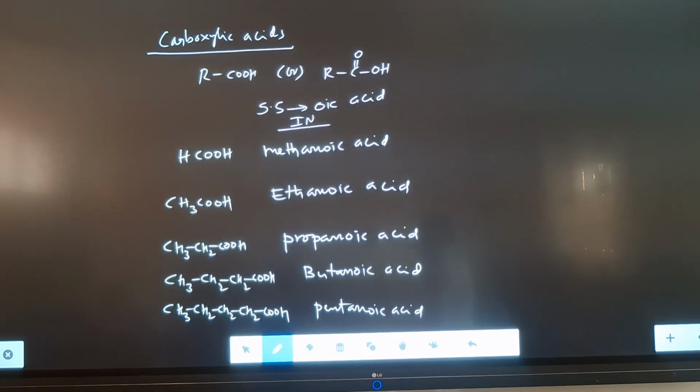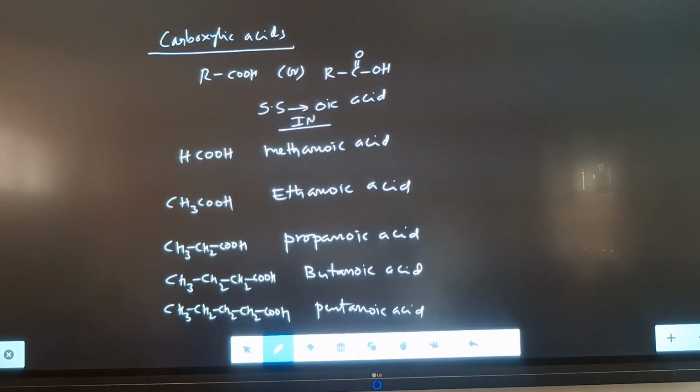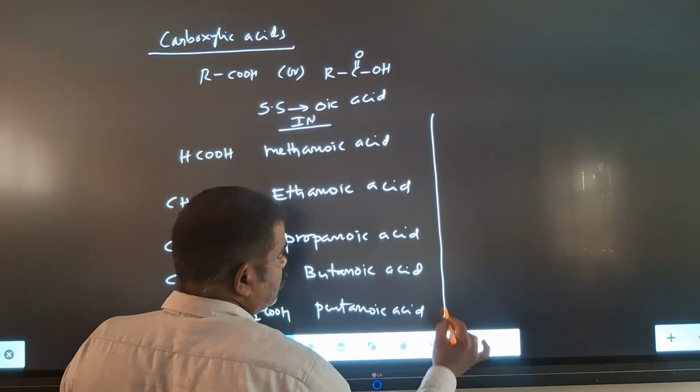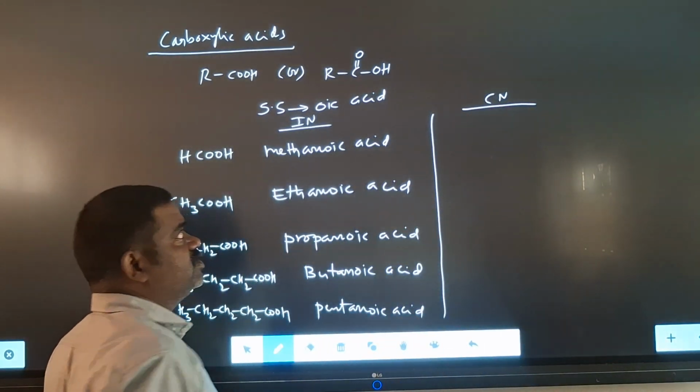Common names for these compounds are important. IUPAC names are easy, but common names of these compounds are very, very important. What are the common names of these compounds?